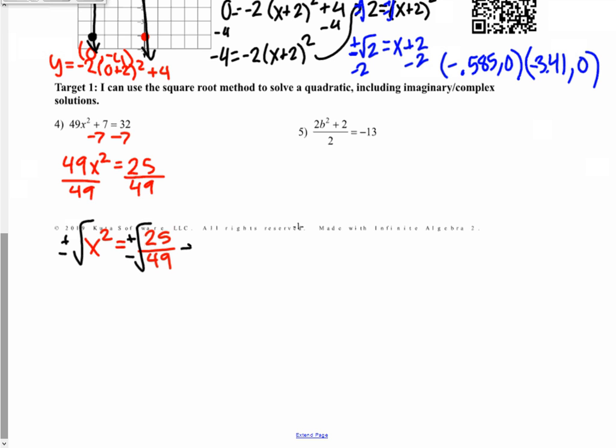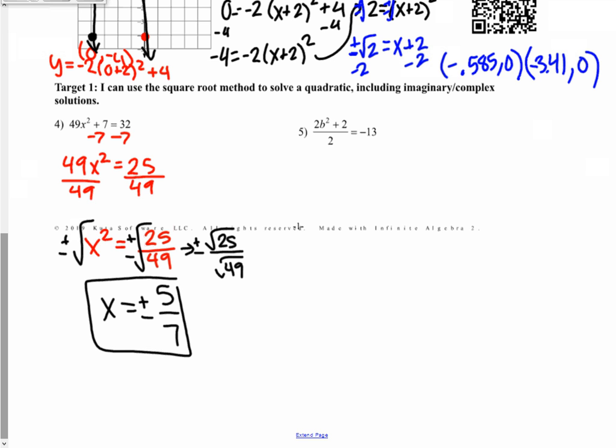Remember, when we square root a fraction, we can think of that as the square root of the top over the square root of the bottom. I know the square root of 25 is 5. I know the square root of 49 is 7. So my answer is x equals plus or minus 5/7.